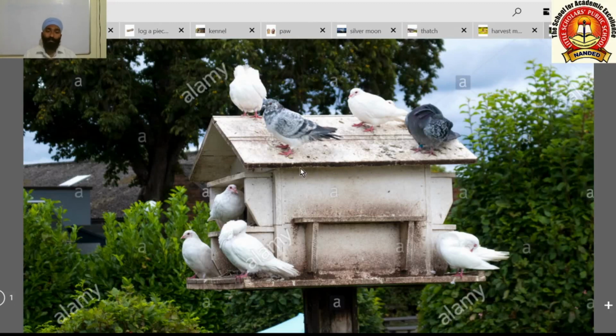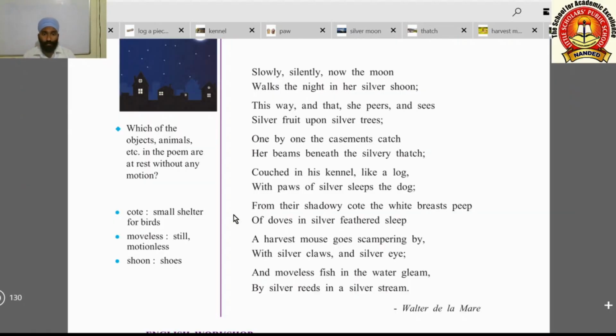So here the birds are sleeping, and their breast, this chest of the bird, is coming out. Peeping out means looking up, looking outside. Of doves in silver feathered sleep, their feathers are looking silvery. So these doves are sleeping here. Only white type of doves are sleeping here. Why? Because doves are white.